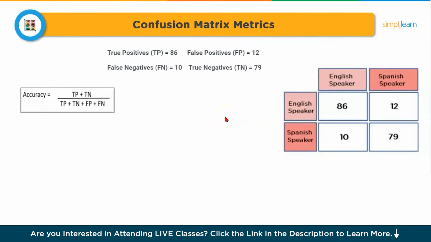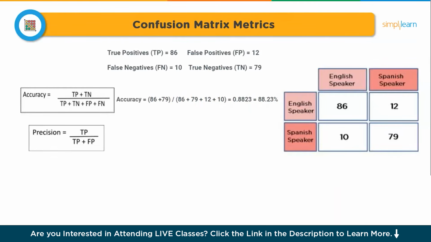The first one is accuracy. This is the formula of accuracy. TP means true positive, which is this 86 value. Accuracy is used to find the proportion of correctly classified values. It tells us how often a classifier is right. It is the sum of all the true values divided by the total values. So in this case, it is 86 plus 79, true positive plus true negative, divided by the total. It will come to 88.23%.